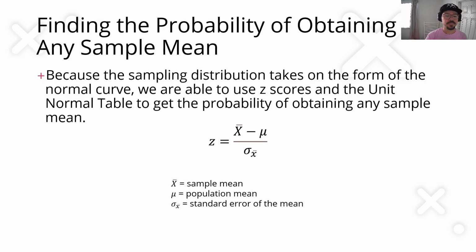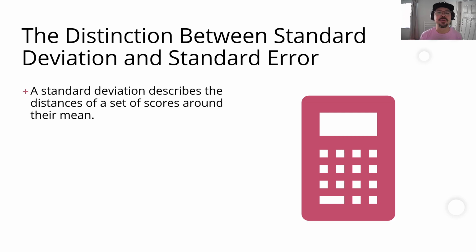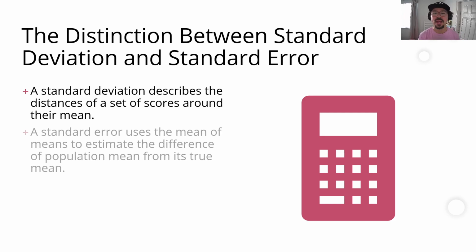All right, so the distinction between the standard deviation and the standard error of the mean. Standard deviation describes the distances of a set of scores around their mean. A standard error, on the other hand, uses the mean of means, the expected value, to estimate the difference of the sample mean from the true population mean.